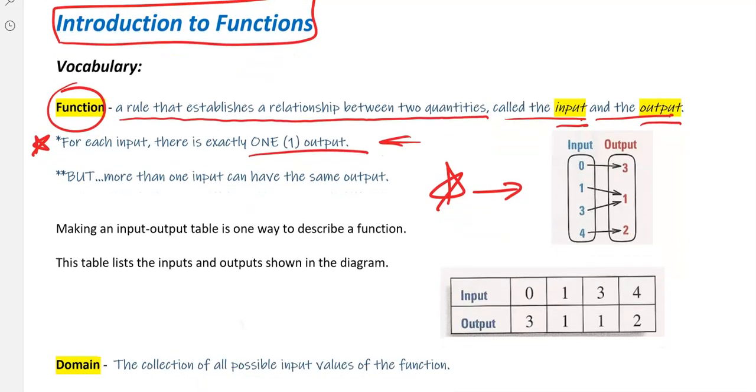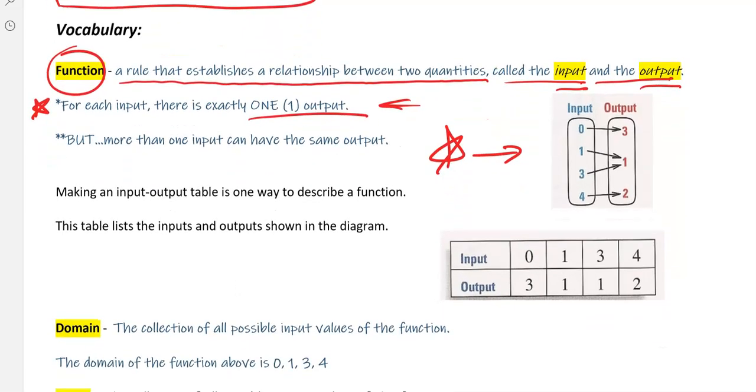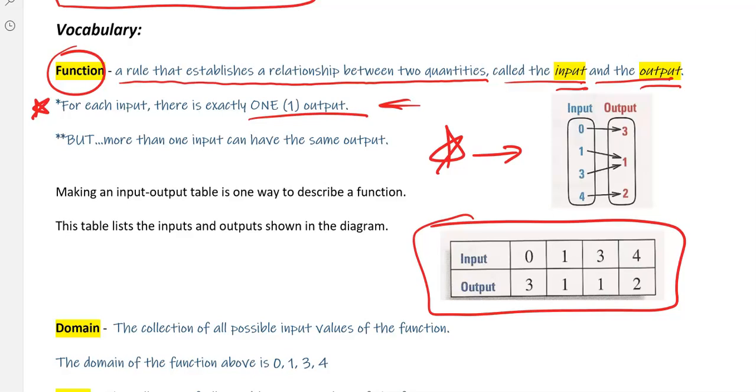So it's important to remember, especially this part of the definition, okay? Now, making an input-output table is one way to describe a function. This table here shows the inputs and outputs from this diagram. Input 0, output 3, input 1, output 1, input 3, output 1, input 4, output 2. This is an input-output table. It's important. Copy it down. Label it as an input-output table.